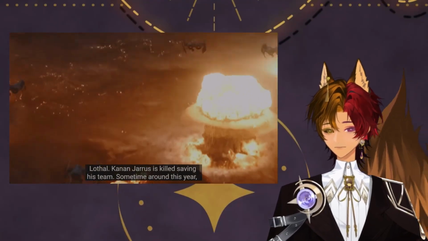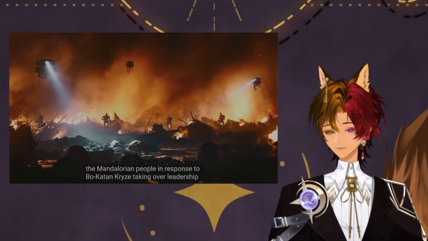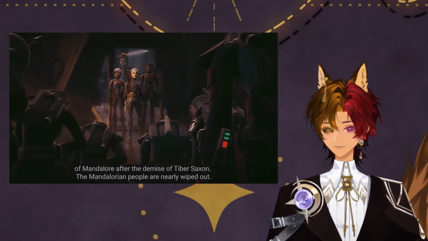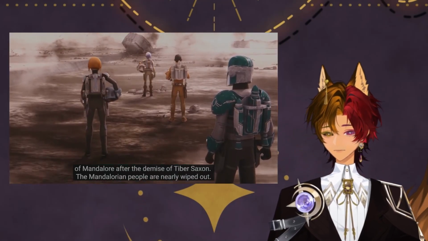Sometime around this year, the Night of a Thousand Tears takes place on Mandalore, in which the Empire massacres the Mandalorian people in response to Bo-Katan Kryze taking over leadership of Mandalore after the demise of Tiber Saxon. The Mandalorian people are nearly wiped out.